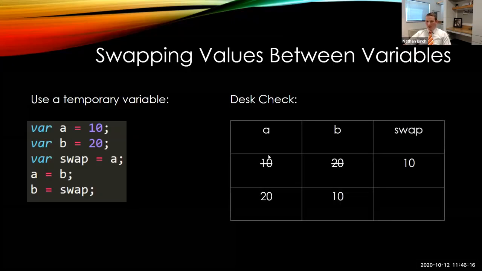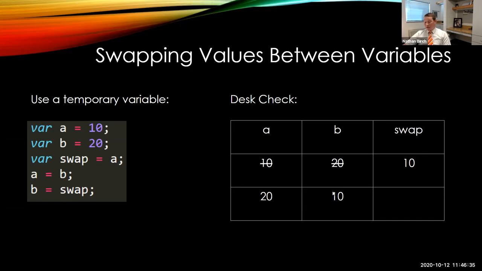Here's our desk check. All right, a started off as 10, b started off as 20, swap started off and ended as 10. We never changed swap, okay? But then on the fourth line of code, we said a equals b, which is 20, okay? And that took 10 out of a. And then b equals swap, which was 10. And now b got the value of swap, which got it from a. And this is where our program ends up.